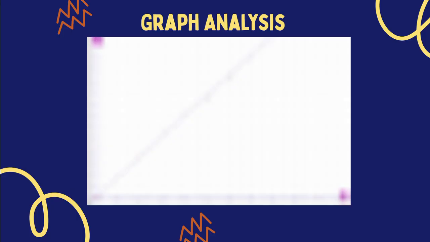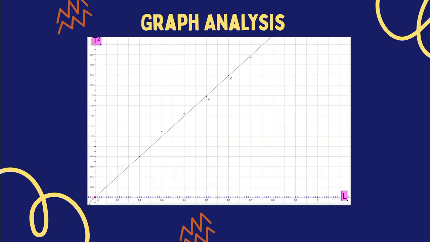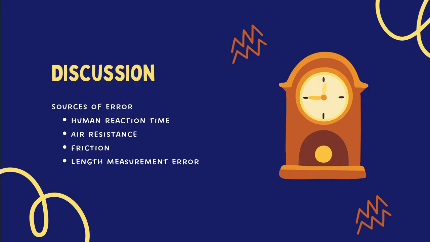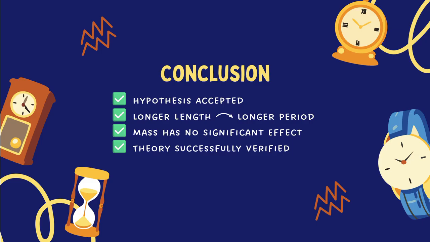To further analyze the results, graphs were plotted using the experimental data. The graph of T squared against pendulum length produced an approximately straight line with a positive gradient. This is an important result because the theoretical equation predicts that T squared is directly proportional to the pendulum length. Based on the results, we found that increasing the pendulum length caused the oscillation period to increase. This occurs because a longer pendulum has a larger radius of motion, meaning the pendulum bob travels a greater distance during each oscillation and therefore requires more time to complete one cycle.